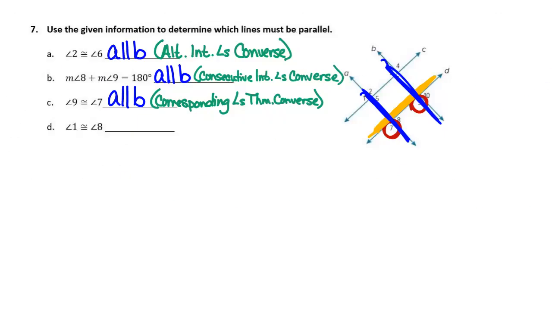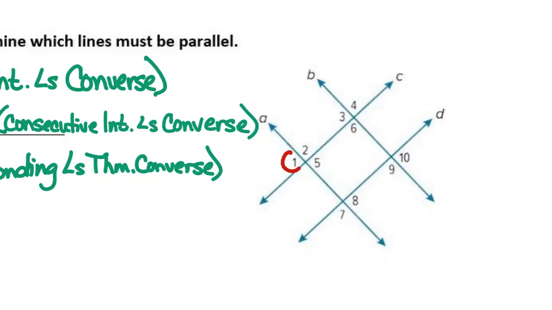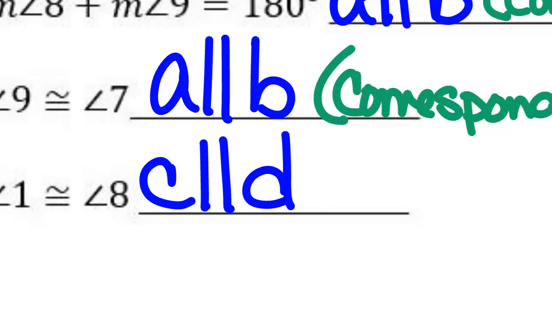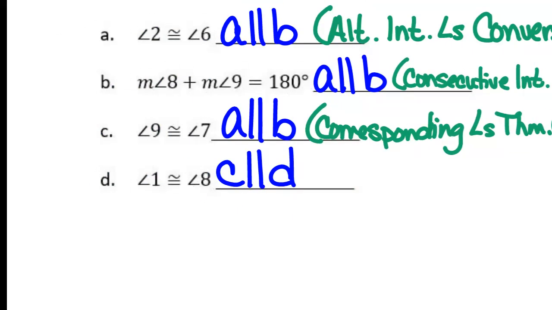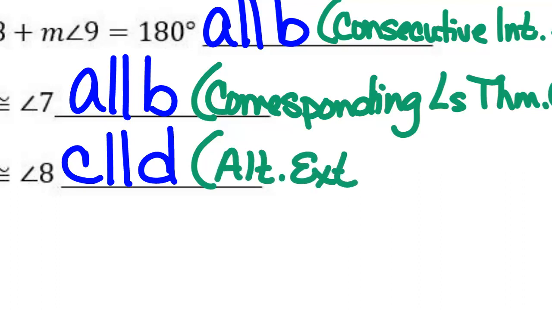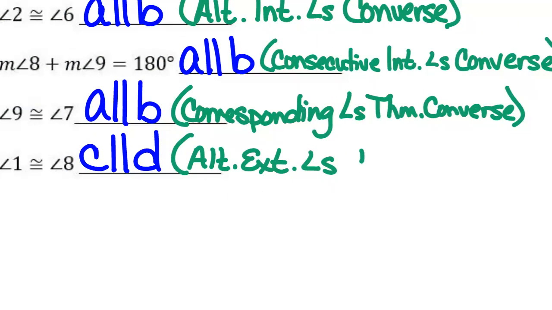All right, last one. Angles 1 and 8. 1 is here, 8 is here. What's the transversal connecting those two? Line A. What two lines is A intersecting? C and D. So C and D would have to be my parallel ones this time. What's the name that we have for this angle pair? Alternate exterior. So the reason we're allowed to say that C and D are parallel is my alternate exterior angles converse.